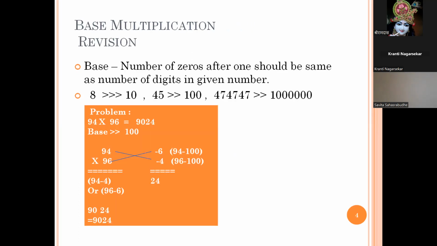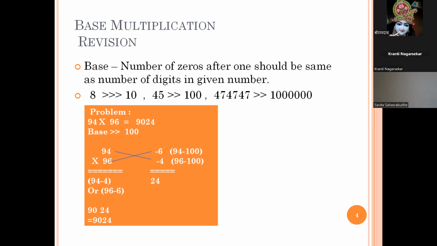We have also covered the base numbers. A base has the same number of zeros as the number of digits in a given number. Say 45 has two digits, so two zeros above one. If there are 6 digits in a number, there are 6 zeros above 1. So that is the base.